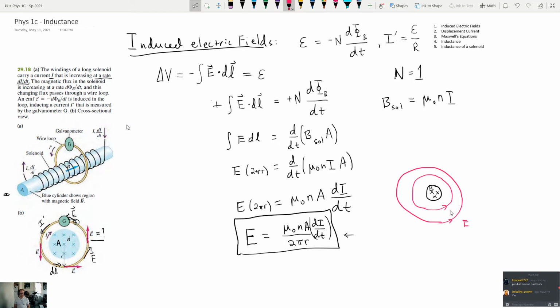Now, the strength of the electric field gets weaker the farther away you go, because the only real variable in this equation is r. A is the area of the solenoid, n is the number of turns per unit length of the solenoid, and everything else is just a constant. Perhaps dI/dt is not a constant, but the electric field itself is going to fall off as 1 over r as you move away from this. But you're going to get these nice concentric electric field lines.